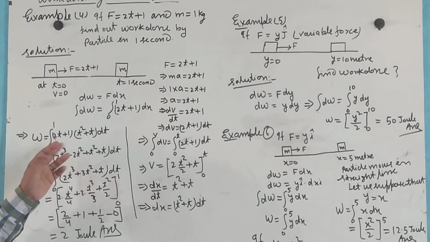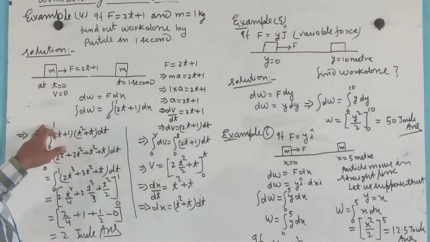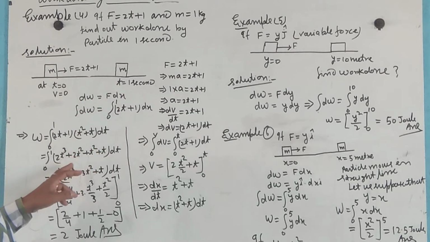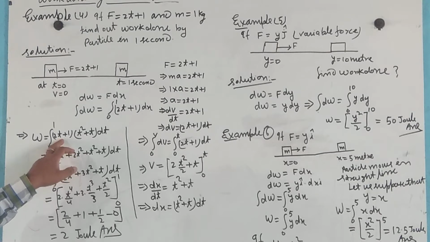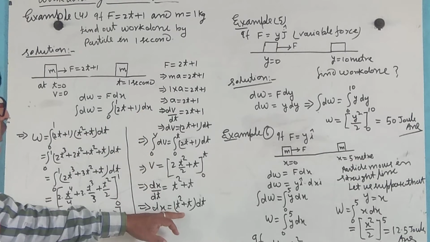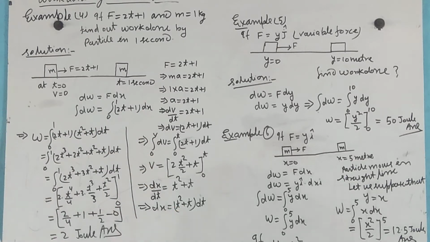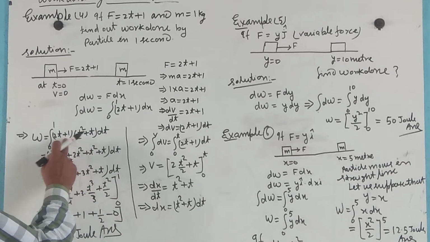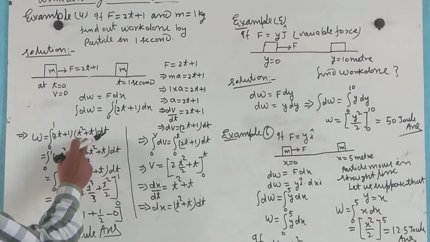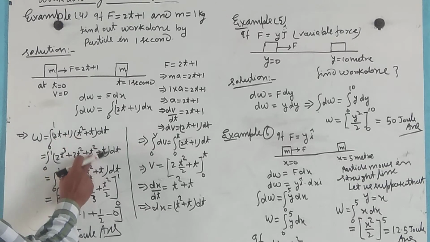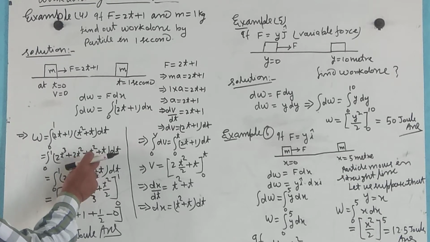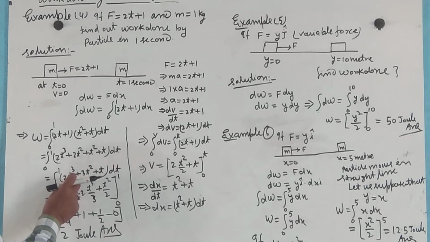So work done W equals the integral from 0 to 1 of (2t plus 1) dx. Putting dx equal to (t square plus 1) dt and multiplying, we get 2t to the power 3 and 2t square, here t square, and here plus t; 2t square and t square give 3t square. This term comes here.